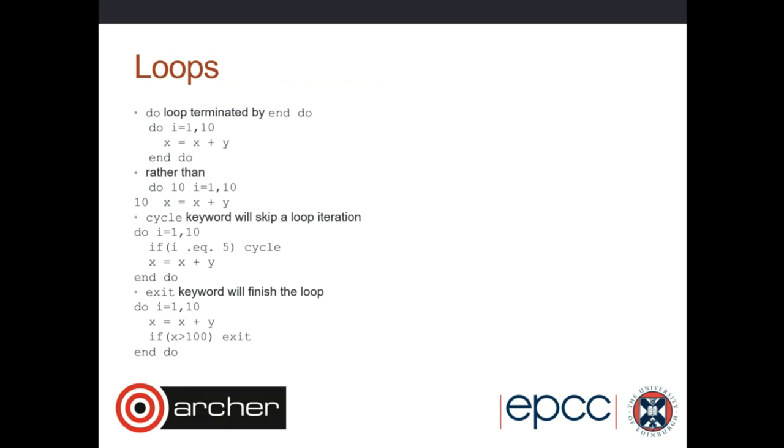Other things useful in Fortran 90 and beyond: do loops terminated by end do rather than by a line number. So in our second loop, I've got do 10, I equals 1 to 10, and then you've got your line 10, x equals x plus y, and that says this is where the loop finishes. That 10 there defines where the loop finishes. And most Fortran programs will use the top format, which is do I equals 1 to 10, x equals something, end do.